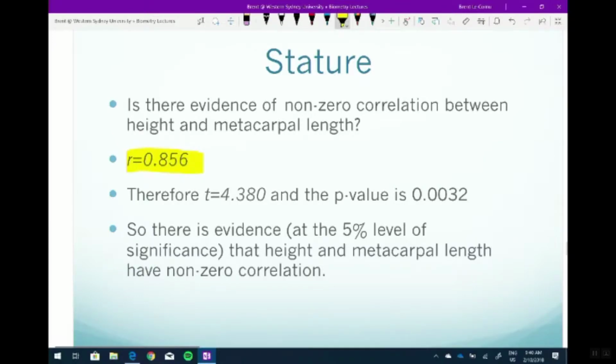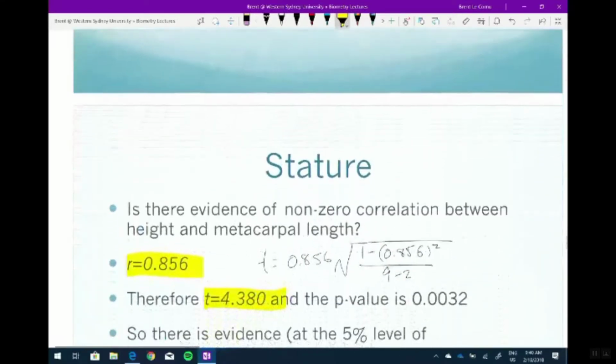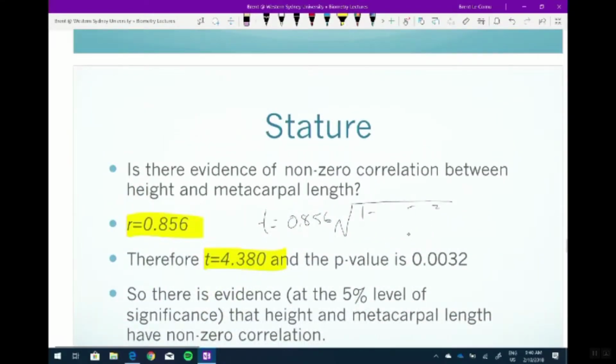If you plug that into the formula for the test statistic, R is 0.856 multiplied by the square root of 1 minus R squared, 0.856 squared, over 9 minus 2. We had 9 points, minus 2, that'll give us the degrees of freedom. That number comes out to be, did I do that right? Yeah. Whoops, other way around. My mistake. Should be 9 minus 2 in the numerator, and 1 minus R squared in the denominator.